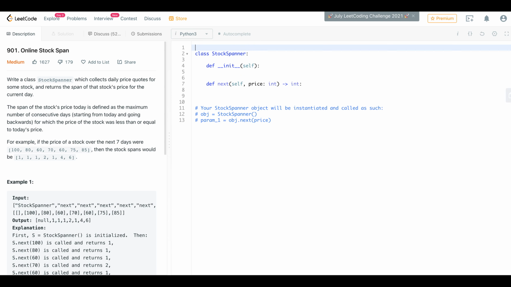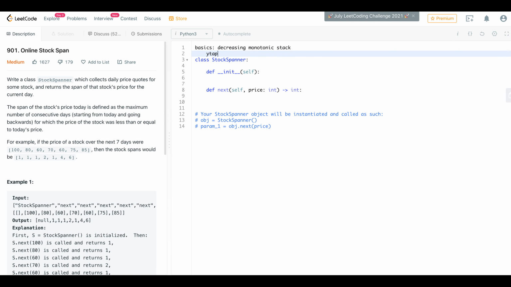This question is medium level because it's very intuitive to use a monotonic stack. So the basics is you should use a decreasing monotonic stack. And the reason we want to use decreasing is, when you look back, the price has to be lower than the current one. So you want to track the very first one that's higher than the current one, and you can only track that with a decreasing monotonic stack.